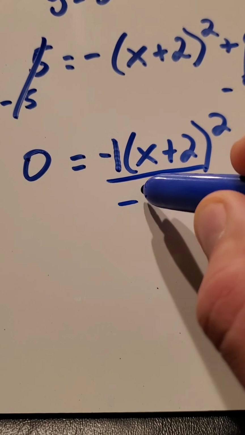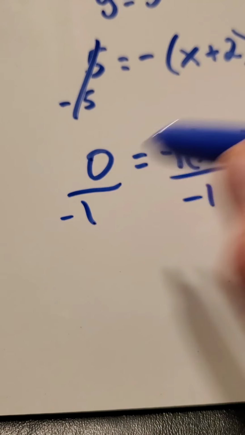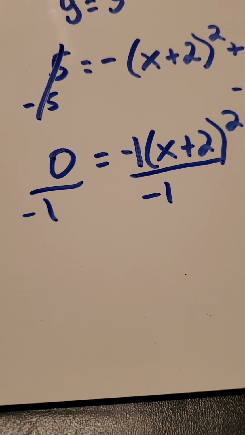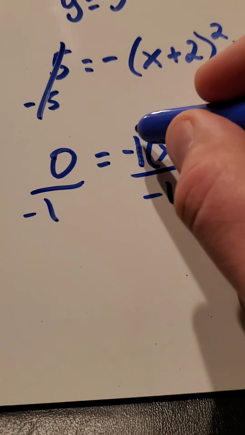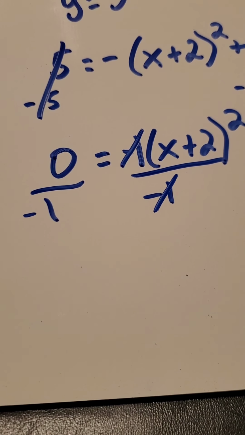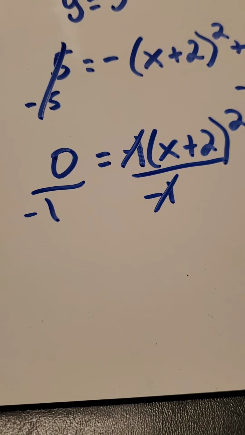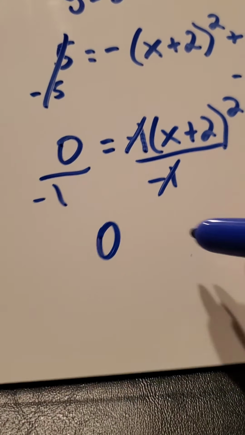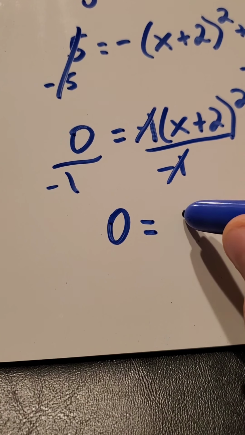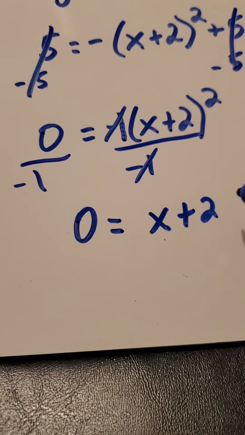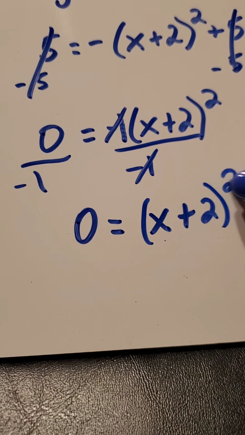First thing here is going to be divide both sides by that a value. In this case, that a value is negative 1. On the right side, negative 1 divided by negative 1, those cancel. 0 divided by negative 1, well, that's still just going to be 0. So we have 0 equals x plus 2 quantity squared.